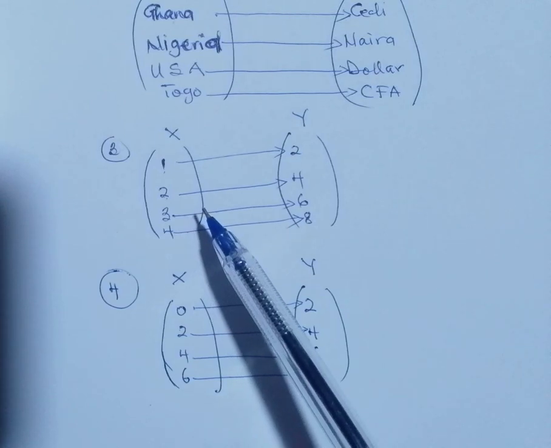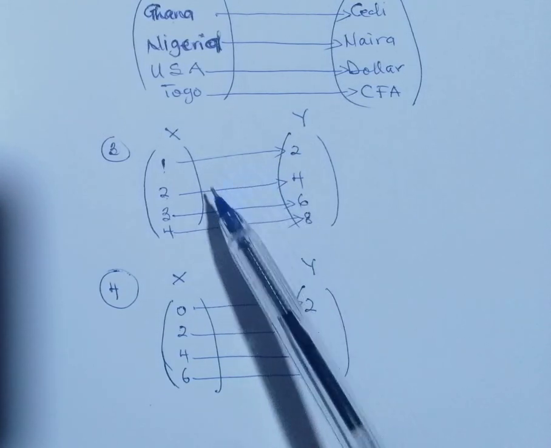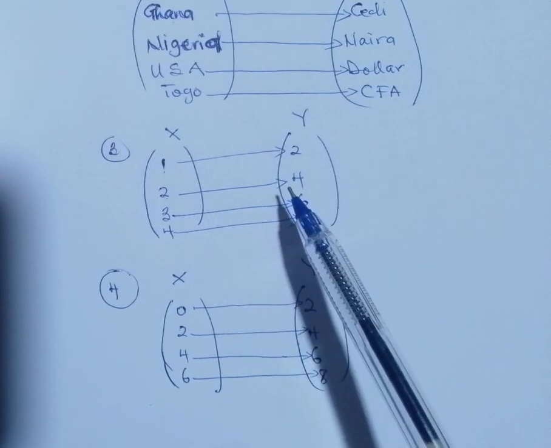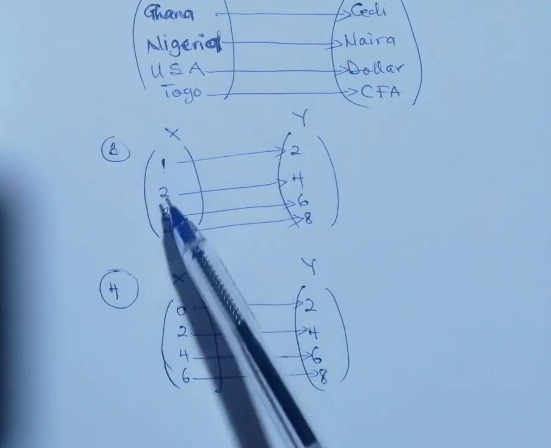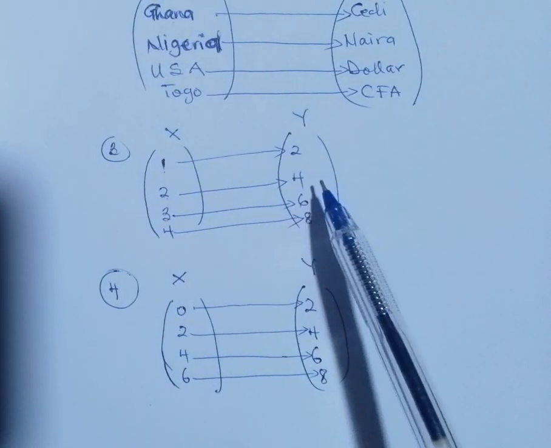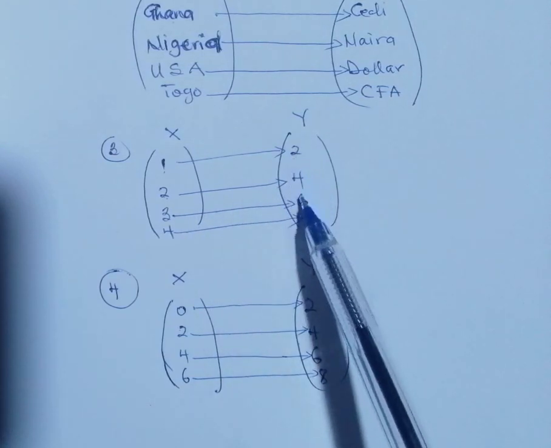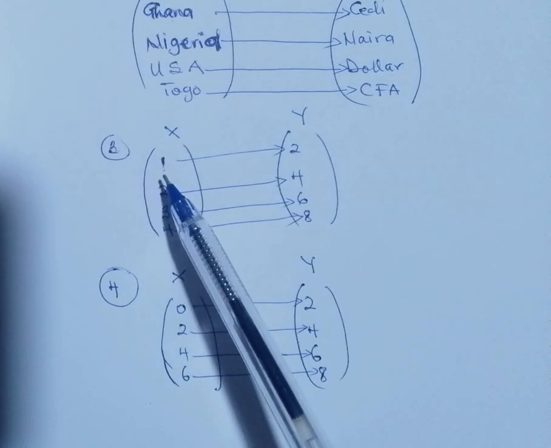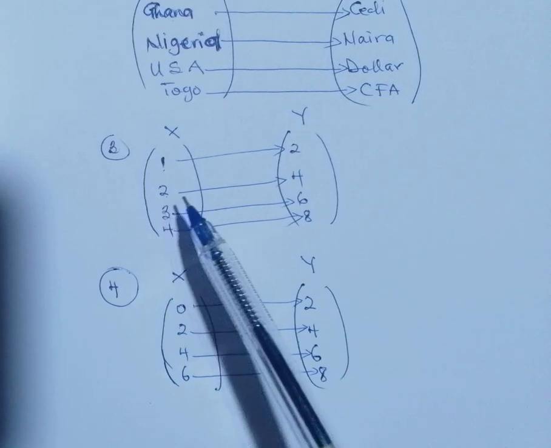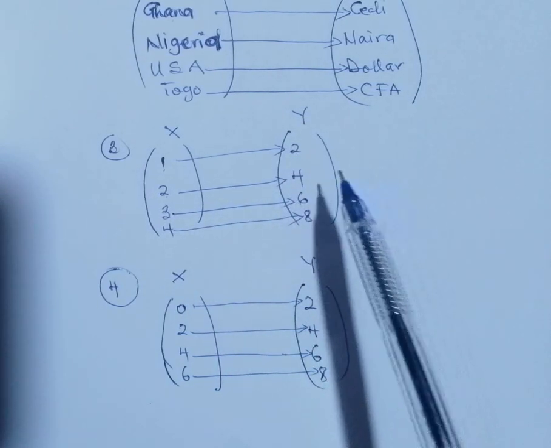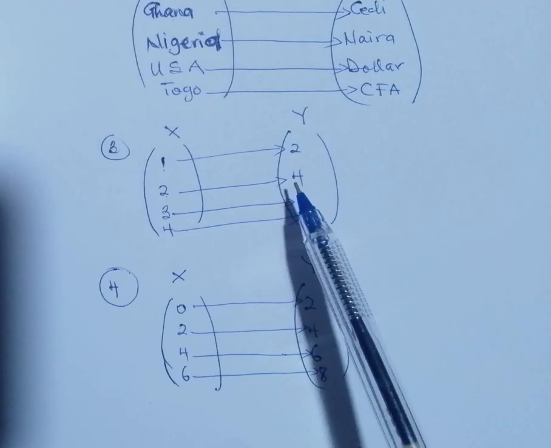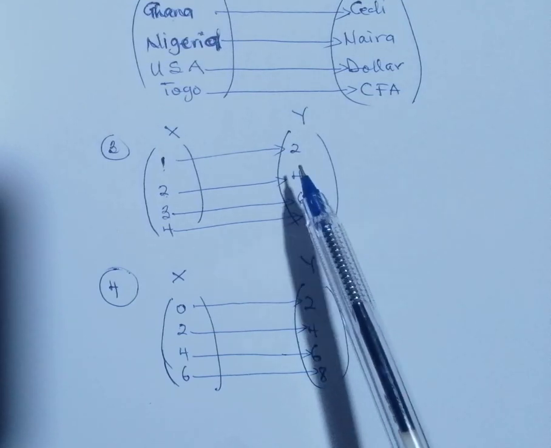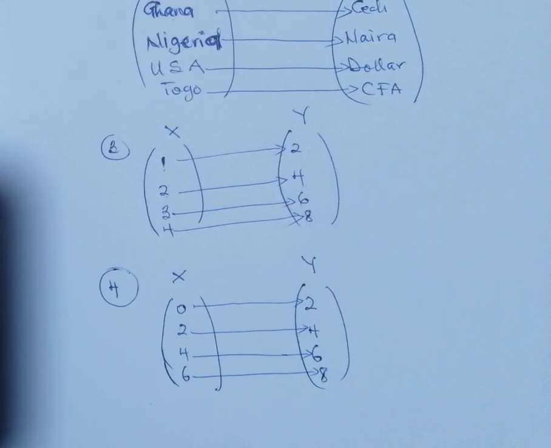So if I ask you to state the rule of this relation here, you can say this is what? Twice of, or multiplied by 2. Twice of what? Twice of the element of X gives us the element of Y. So you realize that almost all the values in the Y are always depending on whatever values are in the X. Alright, good. If that is the case, then we can say that these values in the Y are dependent. They are dependent variables. We can call them what? Dependent variables.